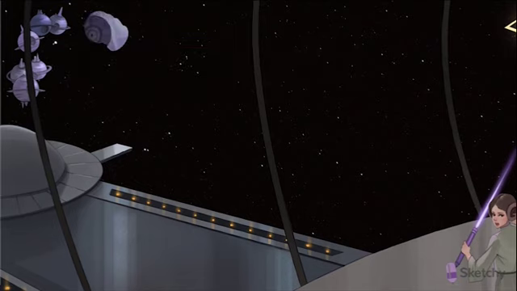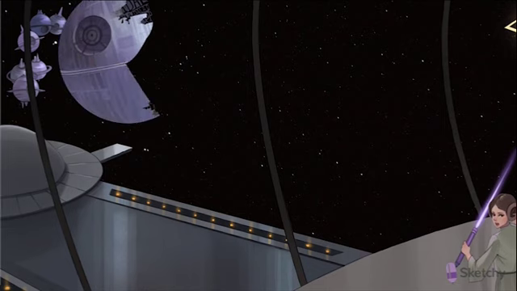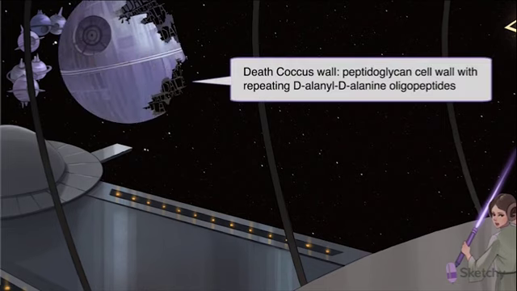You see that armored space station being built? The one with enough firepower to destroy an entire planet? That's the Death Coccus. Its structure will remind us of the bacterial cell wall, composed of a complex, cross-linked polymer of polypeptides and polysaccharides, peptidoglycan. Specifically, we're going to highlight the peptide structure that terminates with D-alanyl-D-alanine. Notice the repeating D-ala architectural motif.